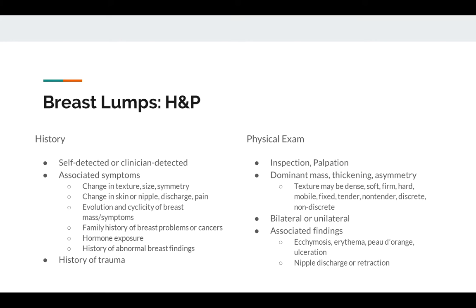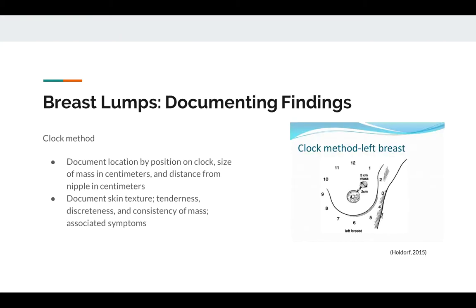So you've gone through this in your podcast, or you will in a moment, but these are some of the history and physical exam characteristics you want to pay attention to. One pearl for documenting findings. The easiest way to document is by using the clock method. You can see here that the clock method uses the position of the hands on the clock to indicate where the position is on the breast.